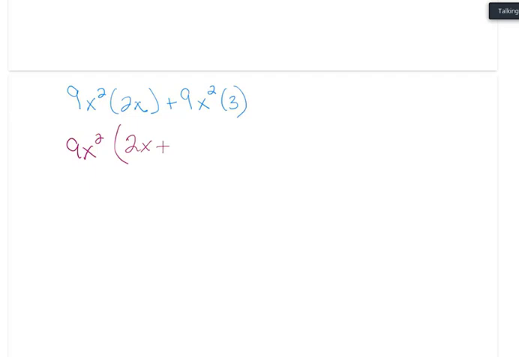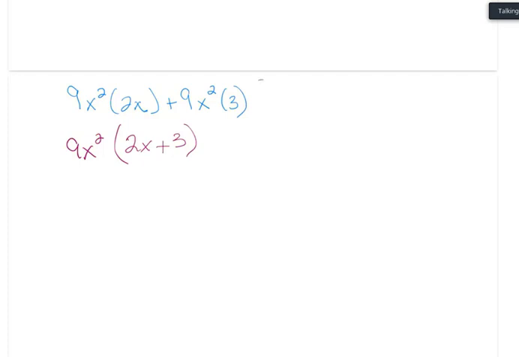Alright. So where are we at? We got 9x squared. And we want to get 9x squared times 3, so we need to multiply by 3. You guys confused on that one? Not too bad.